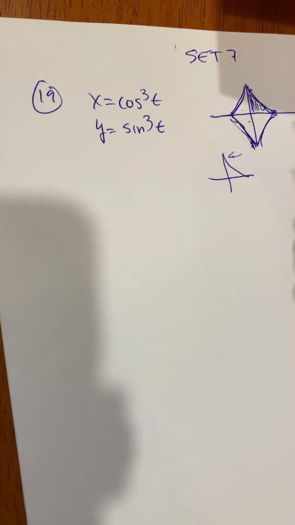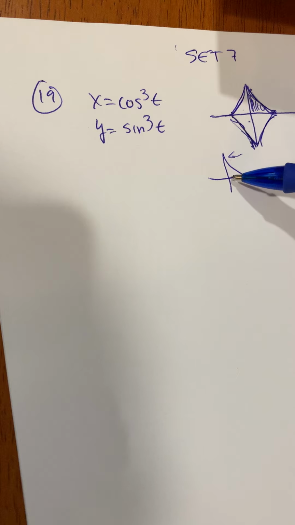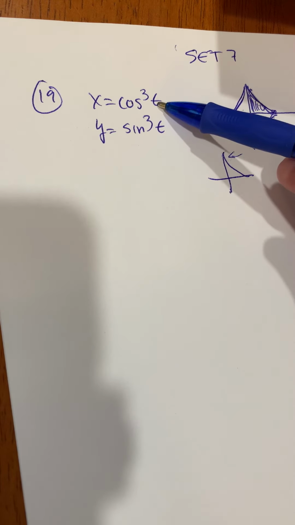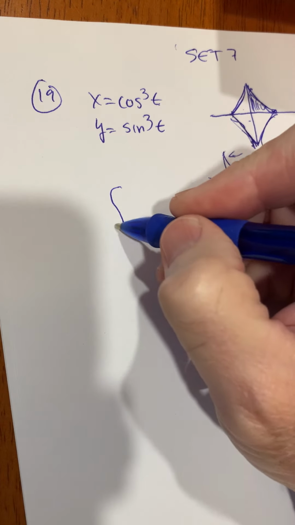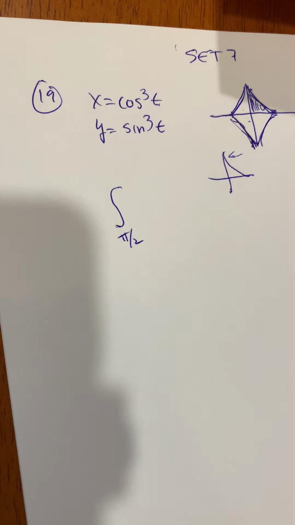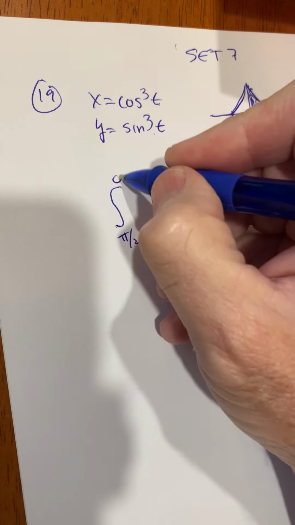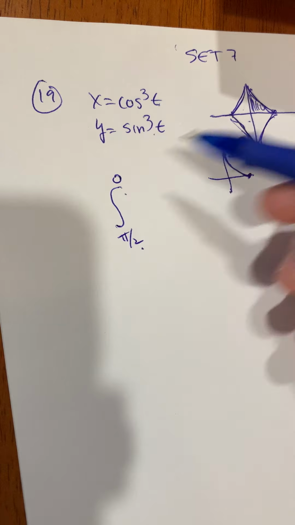And that little point is when x is 0. So x is 0 when cosine is 0, and cosine is 0 at pi over 2. So we're going to start our integration at pi over 2. And we're going to go to here, when y is 0. And y is 0 when sine is 0, so that's at 0. So we're going to go from pi over 2 to 0.